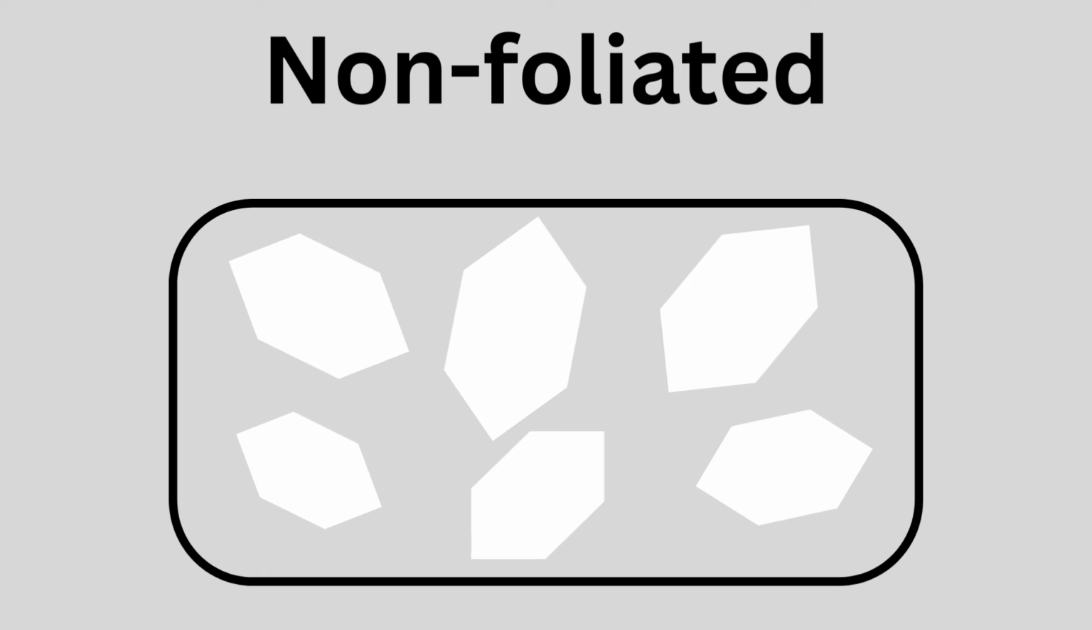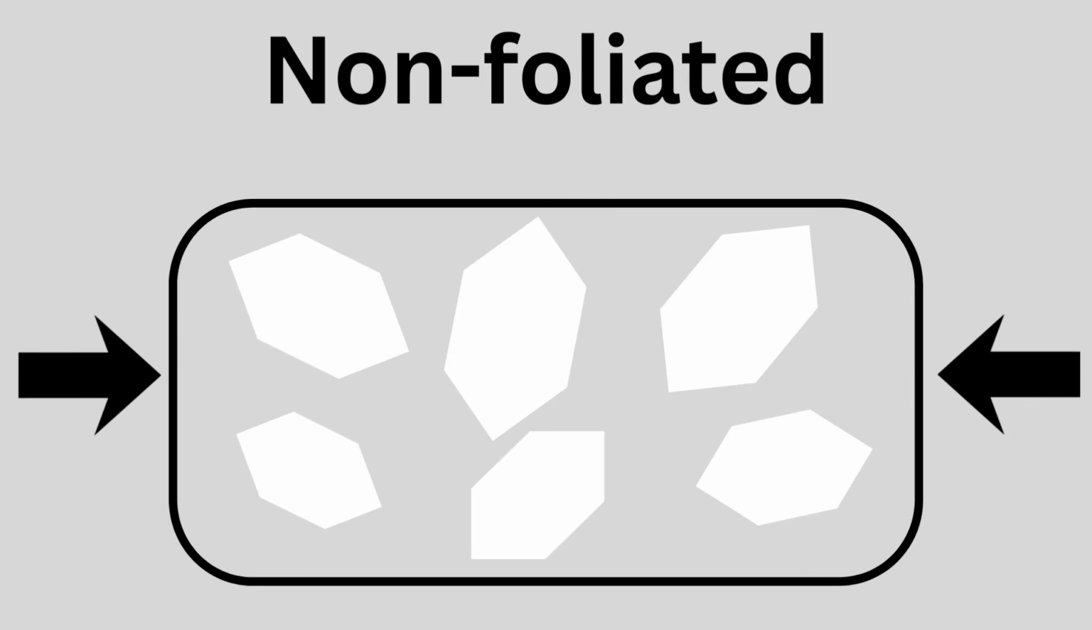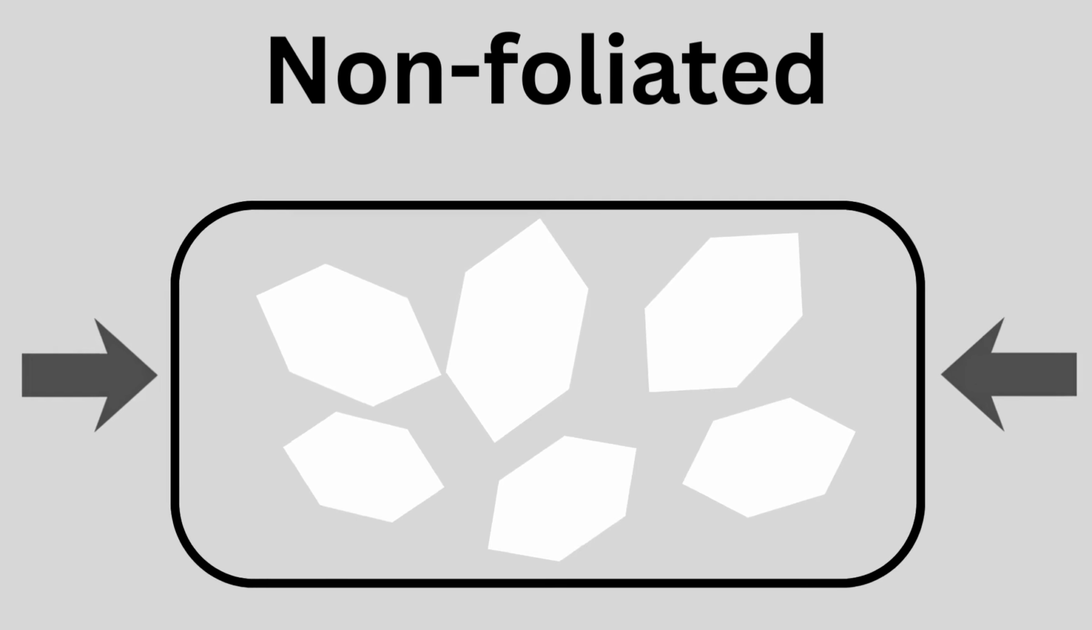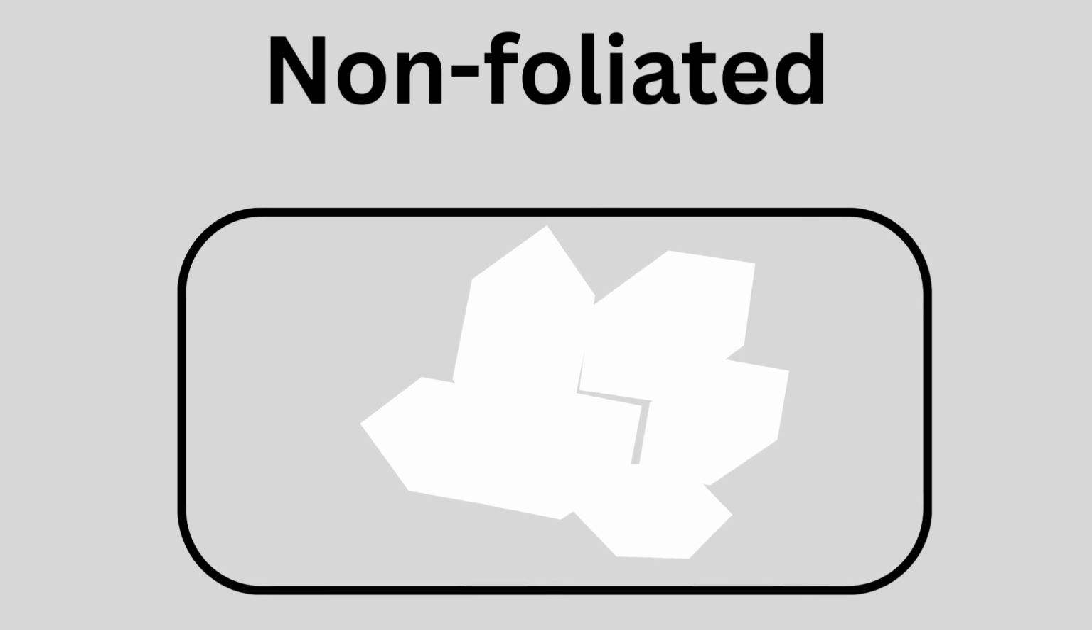Non-foliated textures form when minerals recrystallize without preferred alignment. This typically occurs when pressure is uniform or when the rock lacks minerals that easily align. In these rocks, crystals grow in an interlocking pattern that results in a strong and durable structure.